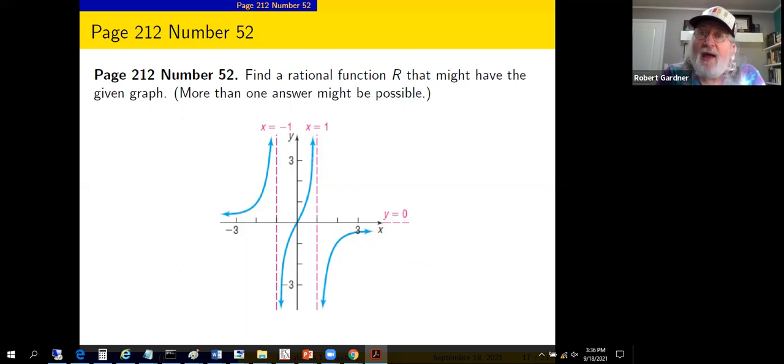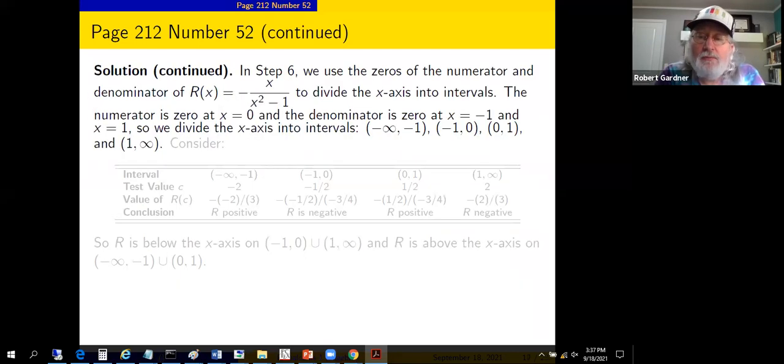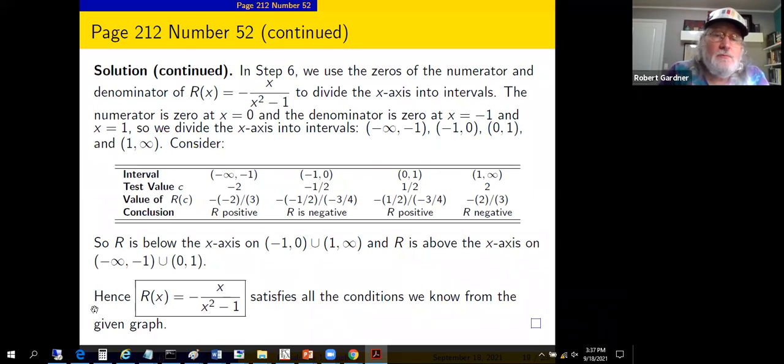So starting with the graph and then determining the equation. There's a lot of the stuff we just did, only backwards. We started with asymptote information. That gave us the form of the function. Then we used the above, below the x-axis, and that gave us a plausible formula for the function r. So r of x equals negative x over x squared minus 1. That satisfies all the conditions we know. Give me another function.